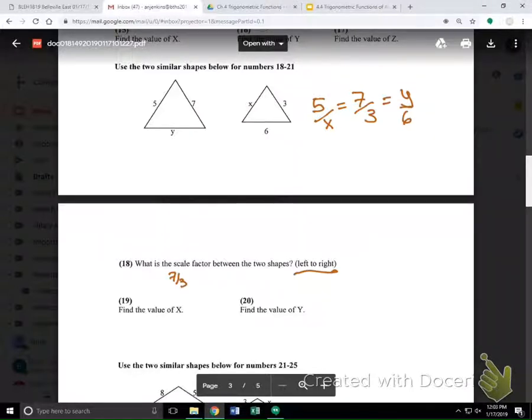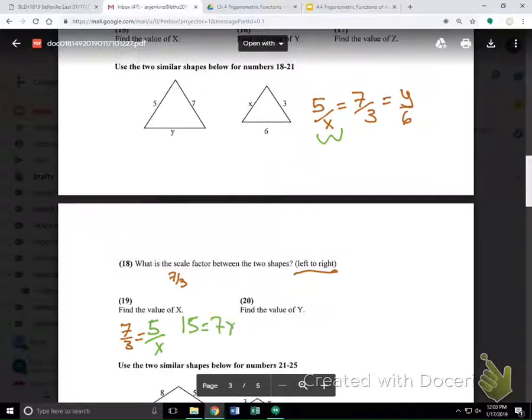Now we want to find x and y. The way we do this is we take our scale factor, we bring it down, and we set it equal to the fraction or the ratio that has to deal with that variable. So here, that one would be 5 over x. So we have 5 over x.